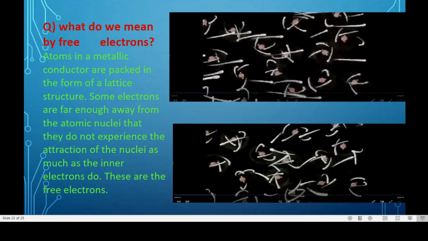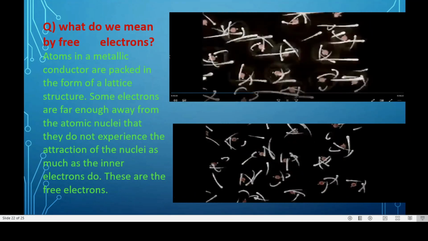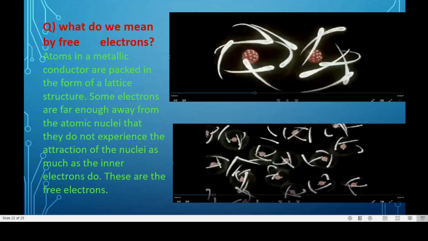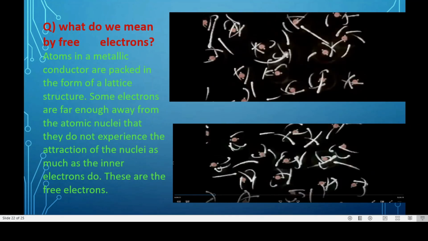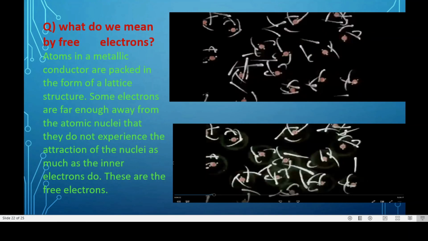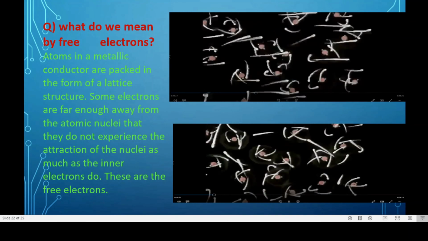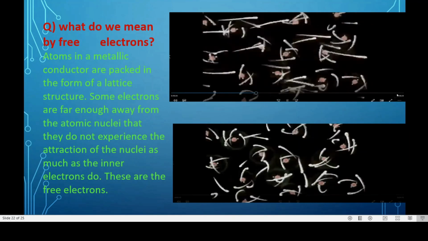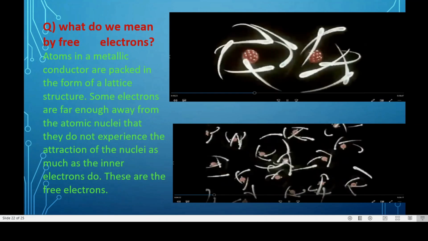Atoms in a metallic conductor are packed in the form of a lattice structure. Some electrons are far enough away from the atomic nuclei that they do not experience the attraction of the nuclei as much as the inner electrons do. These are the free electrons. The second visual shows the electrons in the insulator.